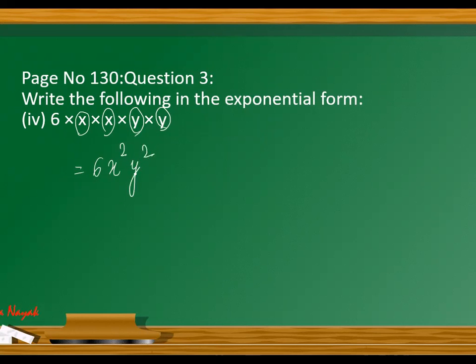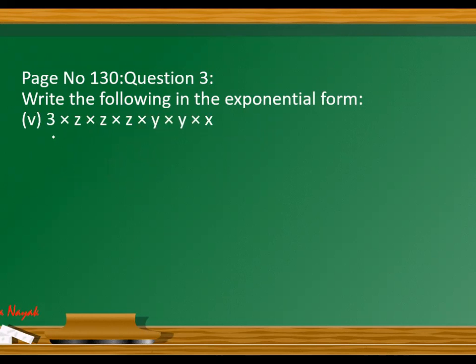Next, 3. z how many times? 3 times. y how many times? 2 times. x how many times? 1 time. So it will be 3 z power 3, y power 2, x power 1.